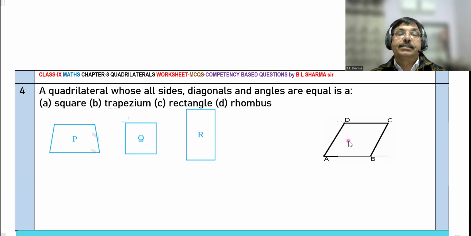In a rhombus, all sides are equal, but diagonals are not equal. All angles are not equal. So, which is the correct option? Square is the correct option.